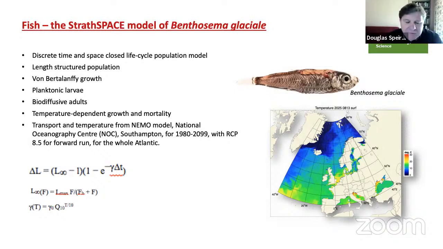In our model, the larvae are planktonic, and these mesopelagic species are typically quite small, so they're maybe 5 centimeters in length at reaching adulthood. So they're not active swimmers in the horizontal. So the adults are assumed to be biodiffusive, and we have temperature-dependent growth and mortality. Once again, the physical transport is from the NEMO model and the temperatures.